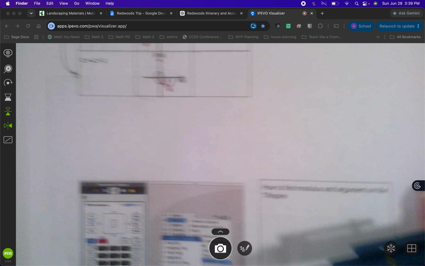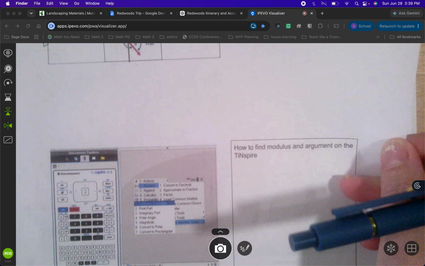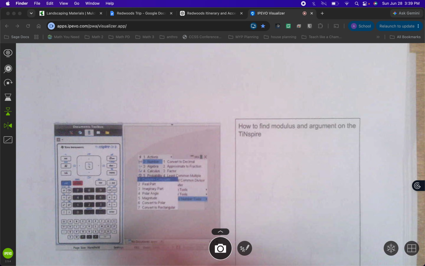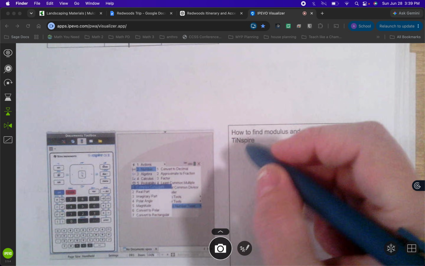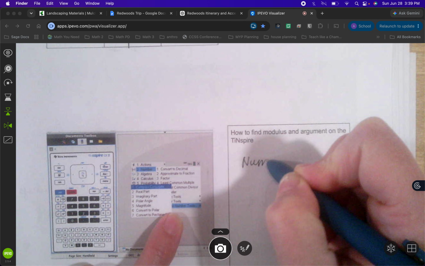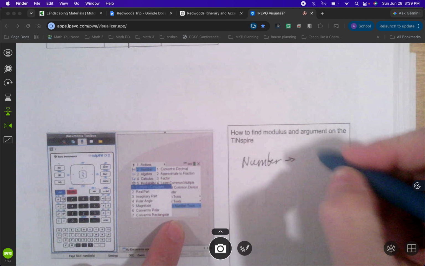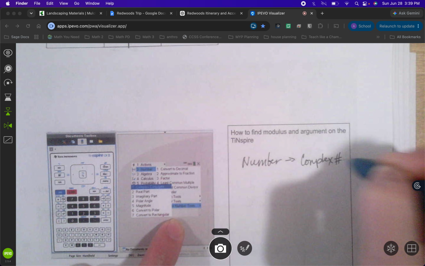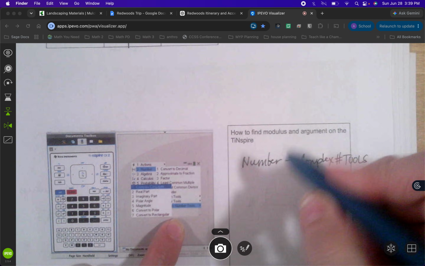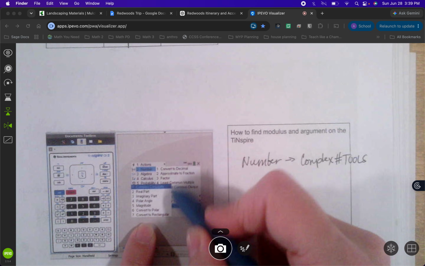Okay. The last thing for this section is how to find modulus and argument using your calculator. So we're going to look at that here on the actual calculator. But just for your notes, it's going to be under number. And then there's a whole bunch of complex number tools. And then this section right here is going to pop up.